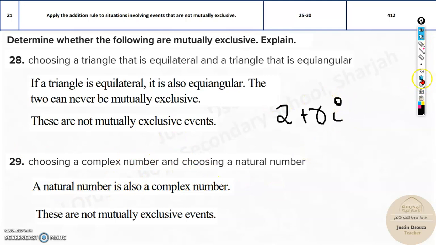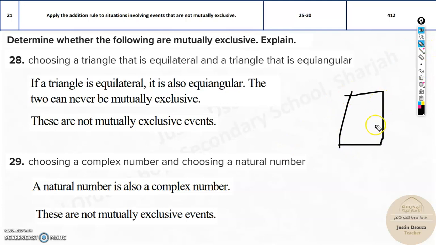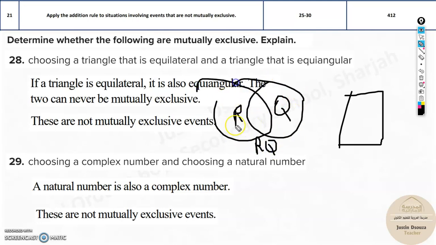Now say for example a deck of cards, this is the best example. 52 cards are there. I will choose a red card or a queen. Is this mutually exclusive or not? It is not mutually exclusive because there is a red queen as well, so it overlaps. There is a red queen, that is either the queen of hearts or the queen of diamonds. So it is not mutually exclusive.